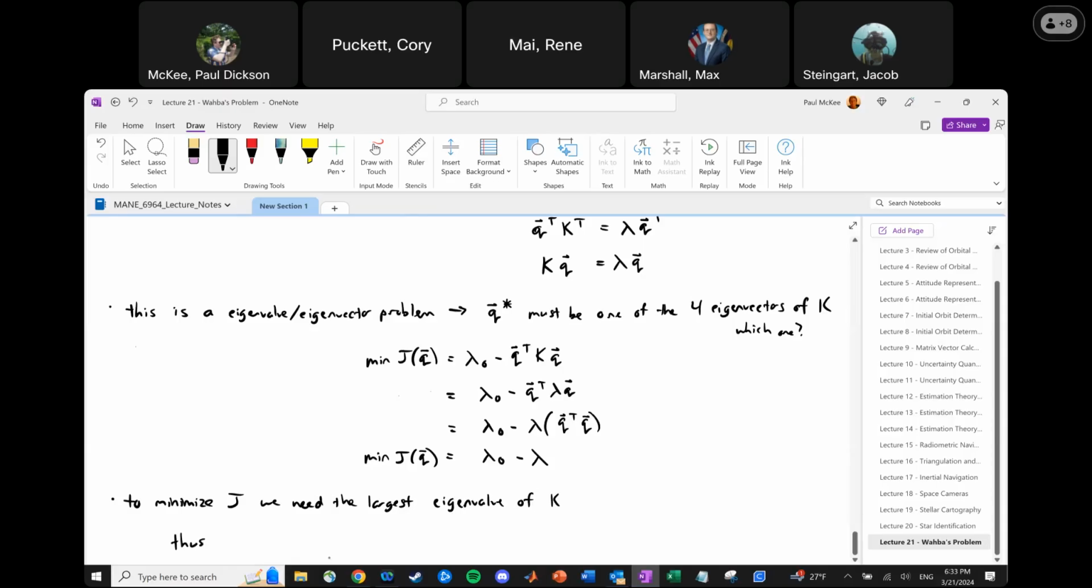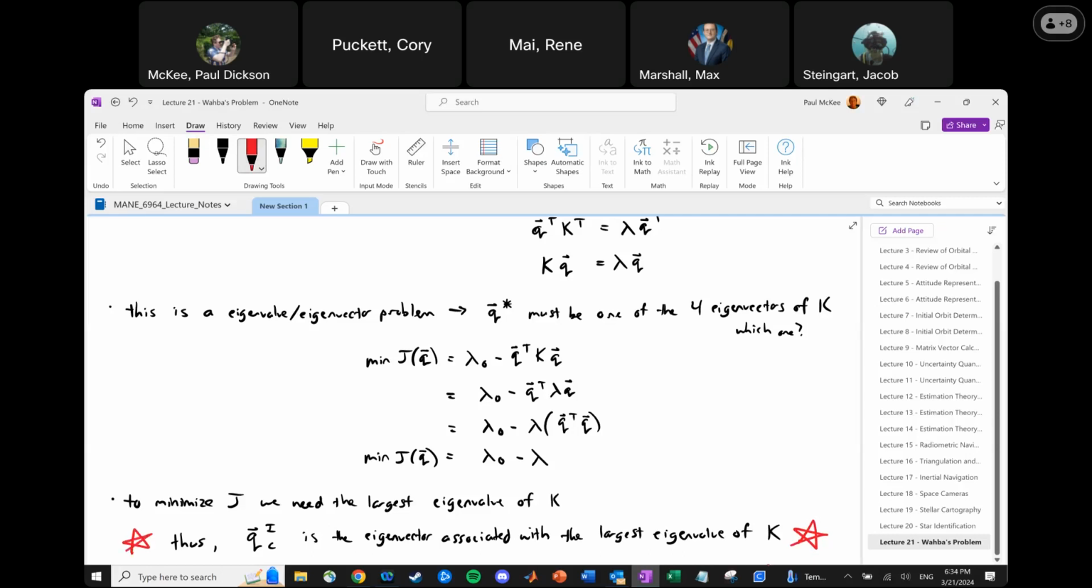Therefore, thus, we're going to write this out the fancy way. The quaternion from the inertial frame to the camera frame is the eigenvector associated with the largest eigenvalue of K. And that's it. This gets stars around it. I'm not going to box it. I'm probably going to mess up the box.